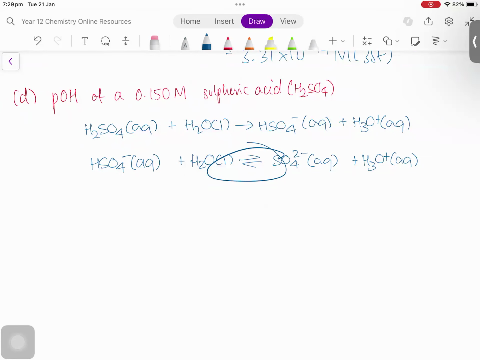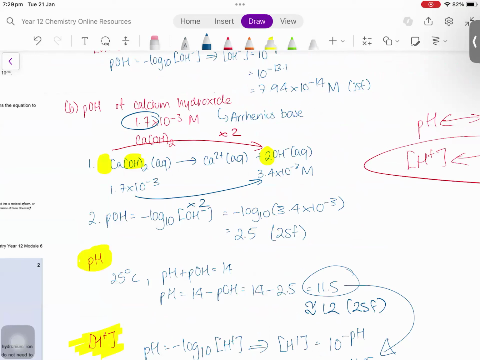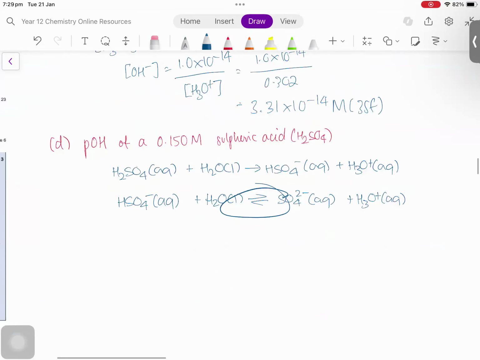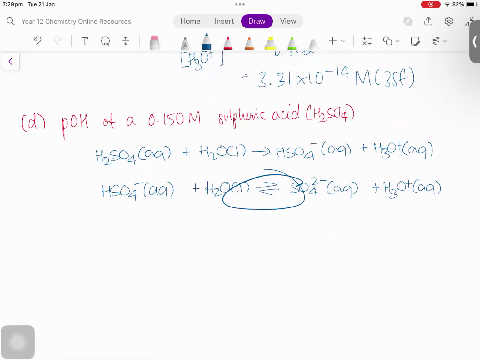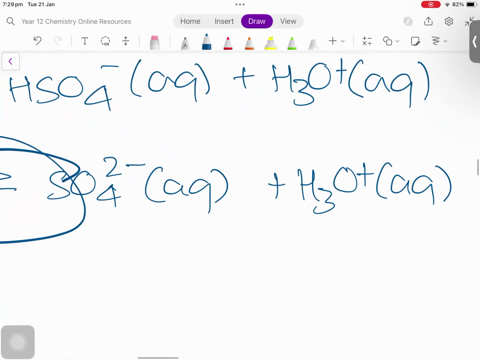When you have a double arrow, you cannot treat it like the calculations we've been doing. Because what we've been doing is we've just been looking at ratios. It's a single arrow, it goes to completion. All you have to do is stoichiometry from year 11. When it ends up being a double arrow, the second equation ends up being a module 5 calculation with ice tables. The HSO4 minus isn't going to fully convert into the H3O plus, so you can't use ratios anymore.